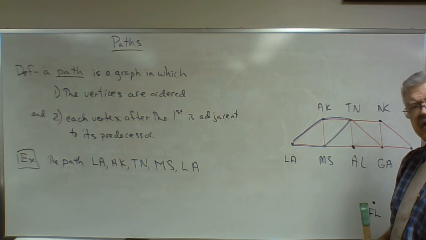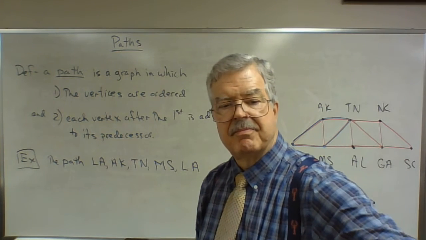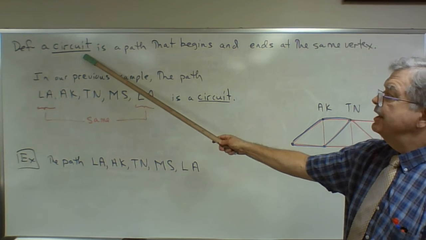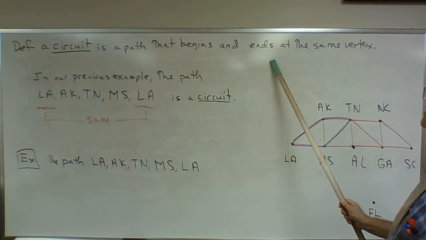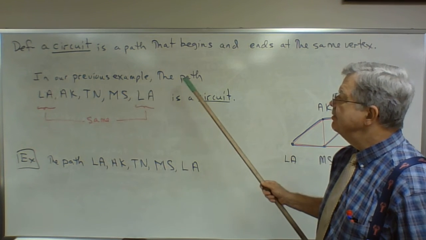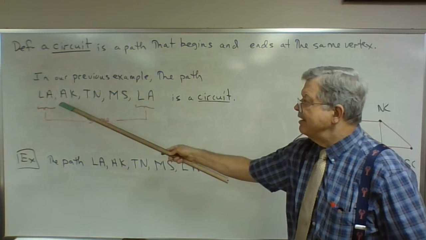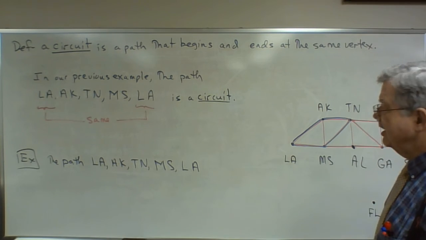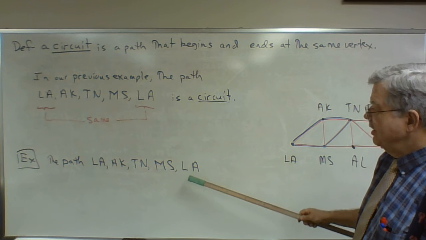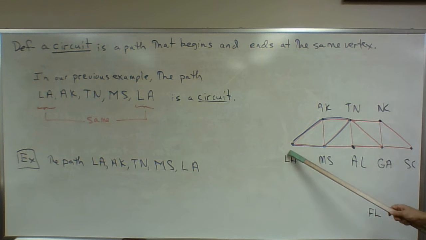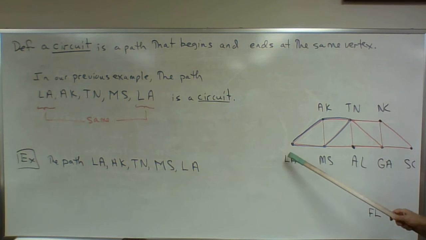And this is a special kind of path. A circuit is a path that begins and ends at the same vertex. And in our previous example, the path Louisiana, Arkansas, Tennessee, Mississippi, Louisiana was a circuit. We started at Louisiana, we ended at Louisiana. And when we drew it out in blue, that circuit essentially was a closed path.